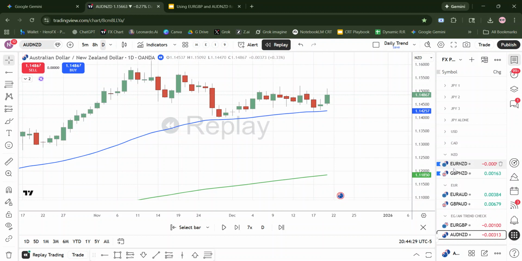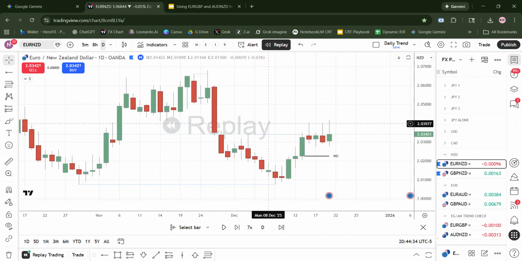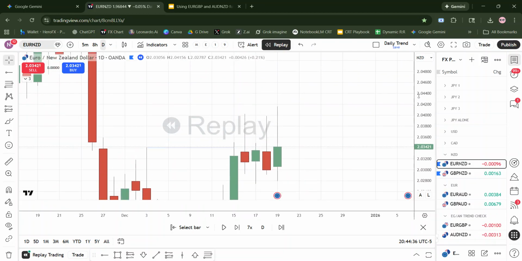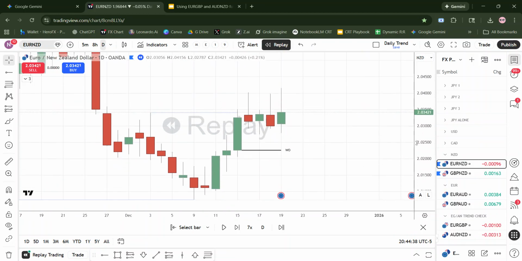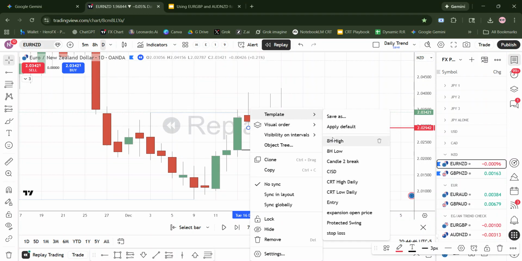Let's make sure we're on Monday through Friday. We are. Okay, so did Euro New Zealand give us any long examples on the daily? It did a lot of consolidating. Kinda. But I'm just going to say, this is ugly price action.